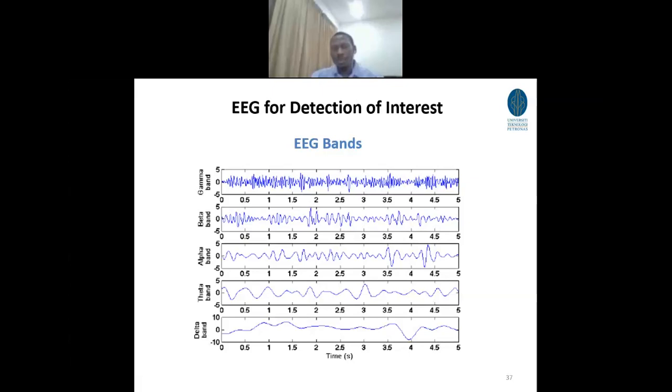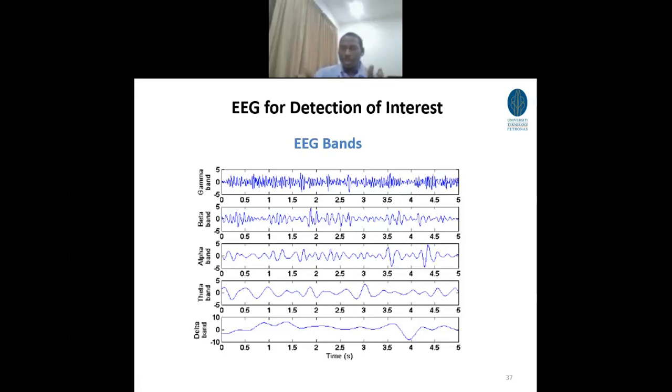Okay, another feature that we look into is the EEG bands. The EEG is usually decomposed based on the different frequency bands that are classically used in all applications, and they have the names alpha, beta, theta, delta, and gamma. So this is just decomposition based on the frequency.